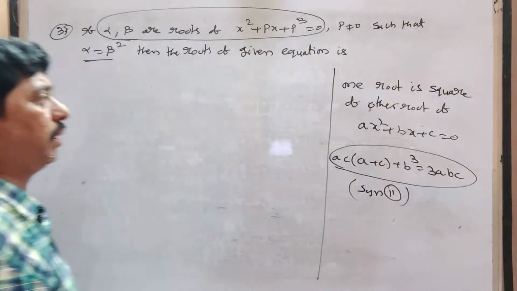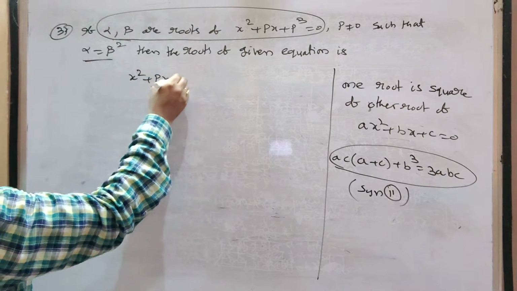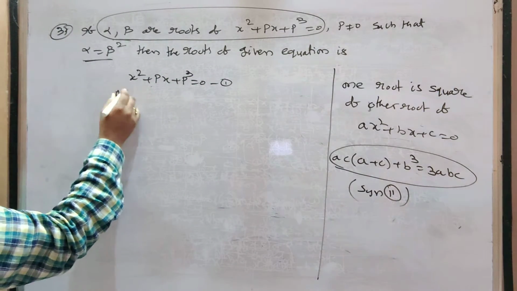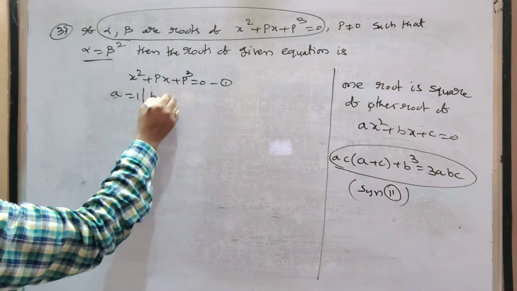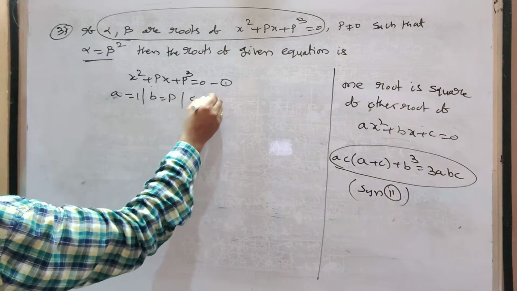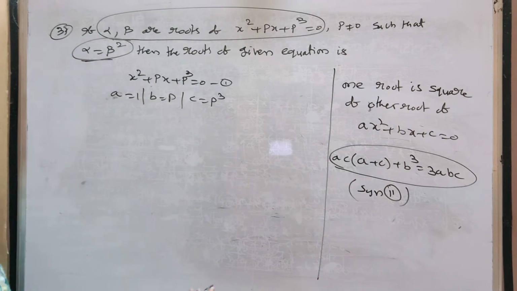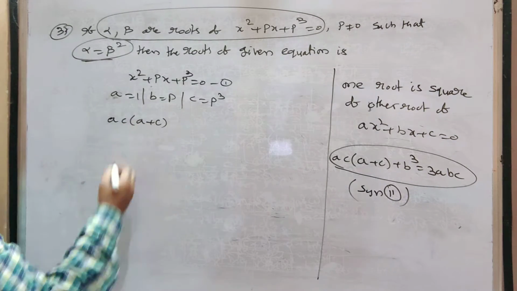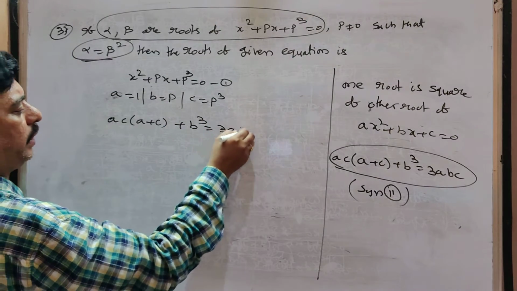In test book synopsis number 11. Given x square plus px plus b cube. A value quotient of x square is 1. B value quotient of x is p, c value is pq. Alpha equal to beta square. That means one root is the square of the other. Then what is the condition satisfied? ac into (a plus c) plus b cube equal to 3abc.